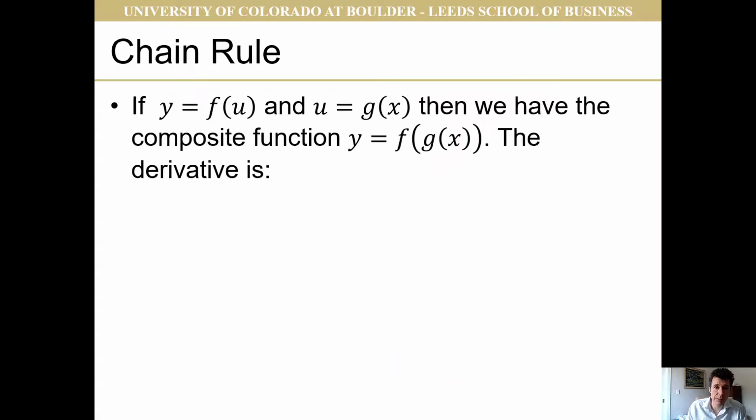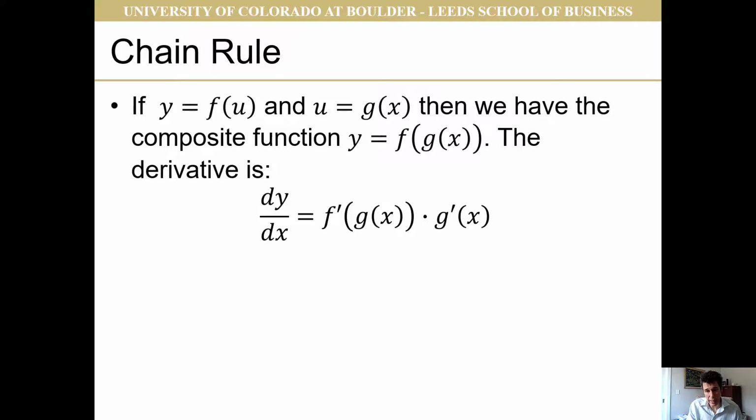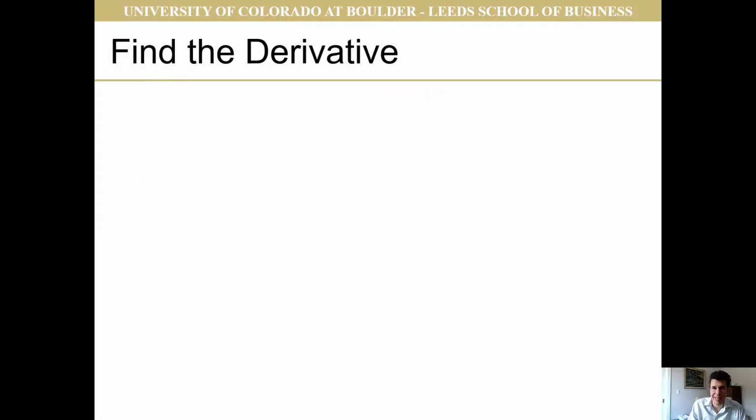Now the chain rule: if we have a composite function, y equals f of g of x, then its derivative is the derivative of the outside function, f prime, applied to the inside function, g of x, times the derivative of the inside function. So f prime of g of x times g prime of x, which is why we'd really like to be able to take the derivative of this outer function. Now we're on to examples.